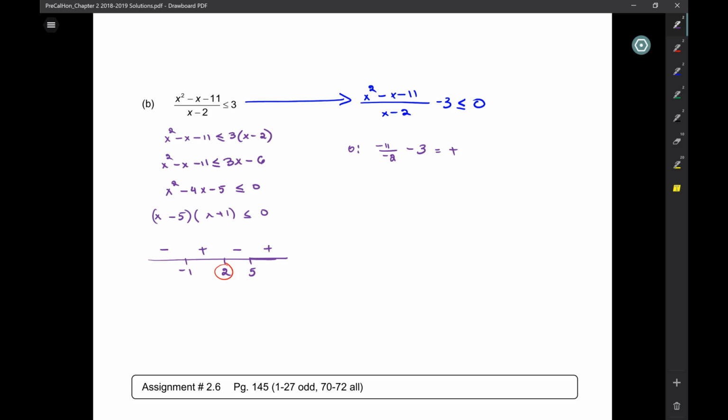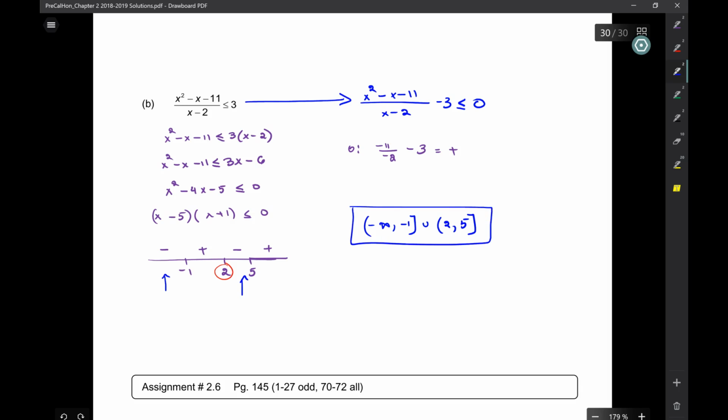Okay, let's get back to the task at hand. We want negative values or equal to 0. So the regions are here and here. Okay, can it equal -1? Yeah. Can it equal 2? No. 5? Yes. So negative infinity to -1, 2, 5. How do you know it's equal to 5? Well, because it's less than or equal to 0 here.